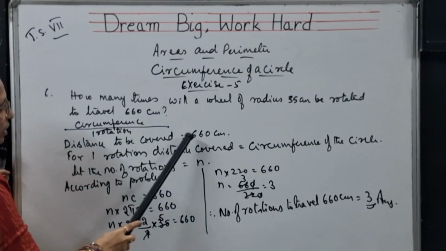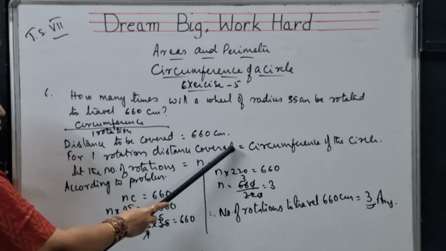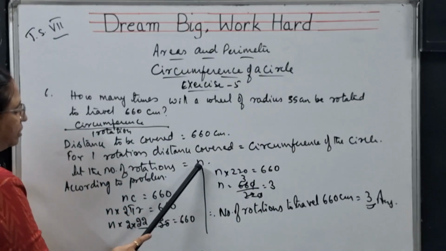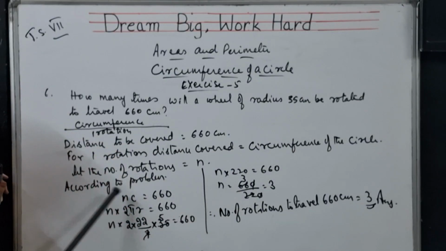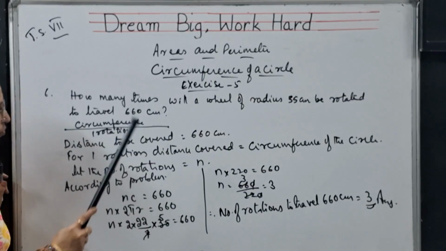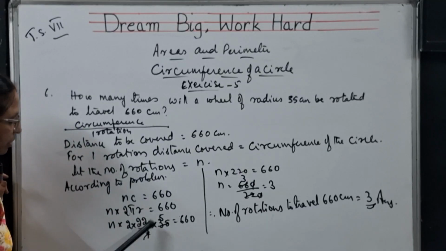So distance to be covered is 660 centimeters. For one rotation, distance covered is the circumference of the circle. Let the number of rotations be n. According to the problem, number of rotations n into circumference is 660. n into 2 pi r is equal to 660. n into 2 into 22 by 7 into 35 is 660.